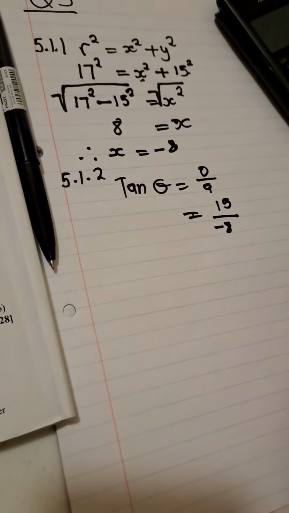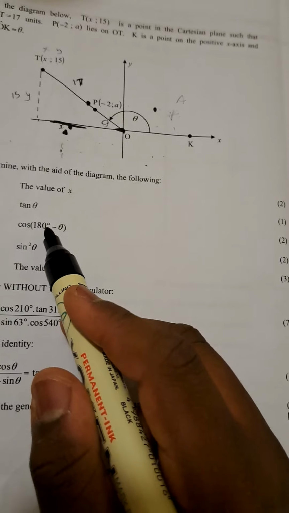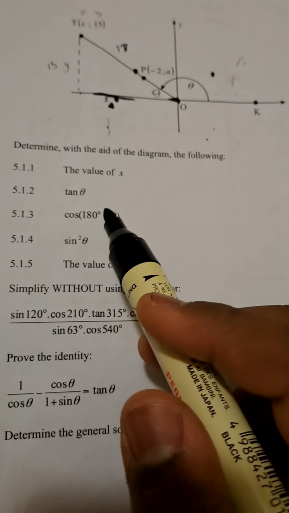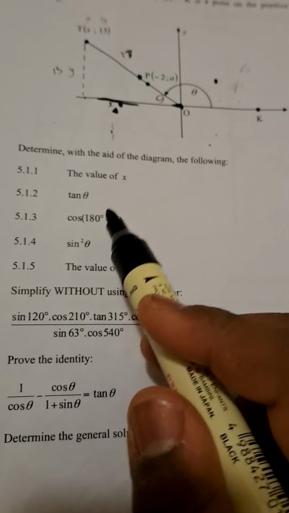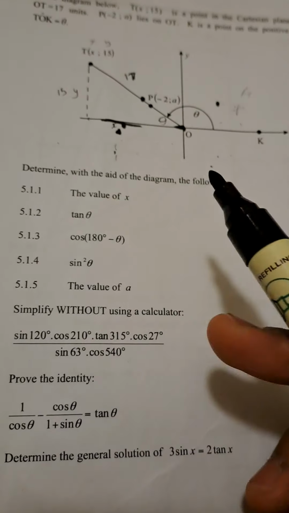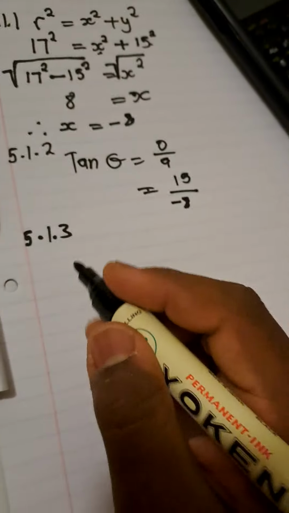Negative 8. Then you're done. 5.1.3. It says it wants cos of 180 minus theta. So from my knowledge of reduction angles, 180 minus theta is in the second quadrant, and it is positive for which trig ratio? Sine. Cos is positive in the fourth quadrant.